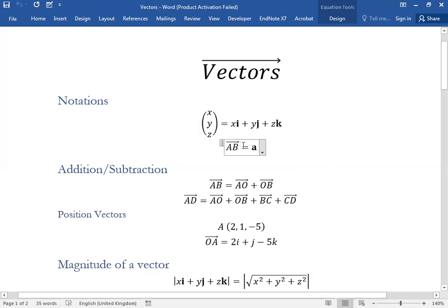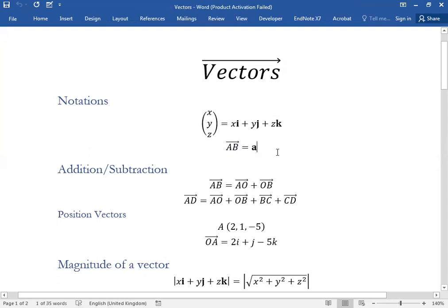Third way of writing down any vector is you mention the 2 points and you put an arrow on top. That's a vector from A to B. And the fourth is representing a vector through a small bold alphabet through which you can label or name any particular vector. Is this clear? Four ways of writing down a vector.